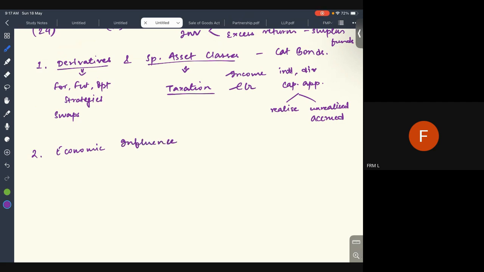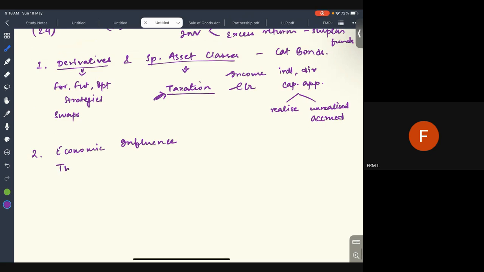In economic influence, we'll be looking at how the monetary policy and the fiscal policy are going to affect us. Part of fiscal policy will be covered in taxation, because tax is a very big part of the fiscal policy, but otherwise as well. Monetary policy, things like quantitative easing, rise in interest rates, inflation, all of these will come under economic influence. How are they going to impact us?